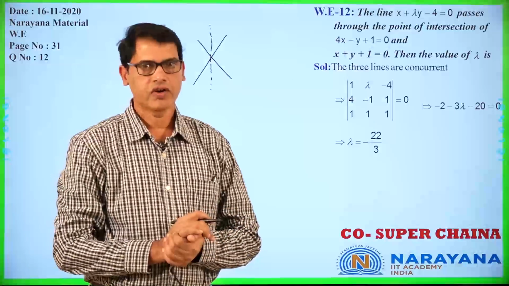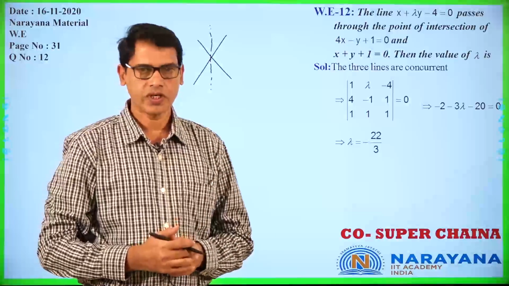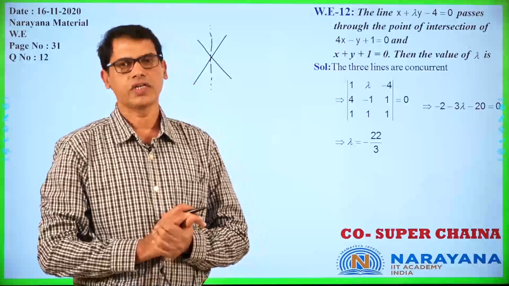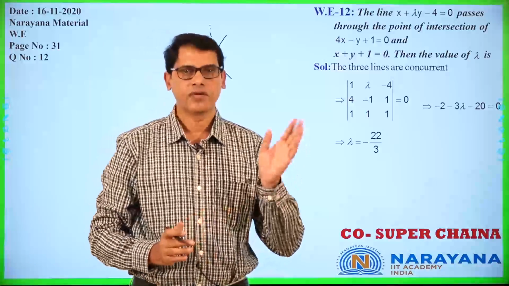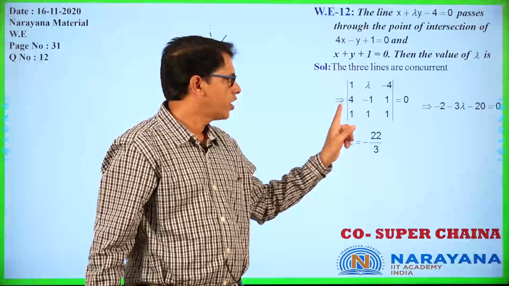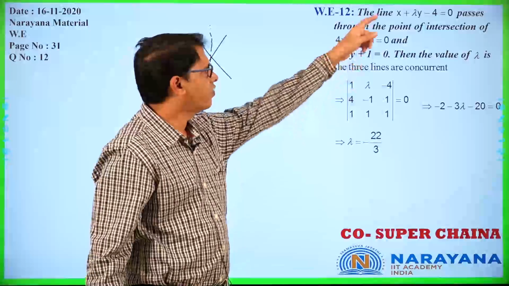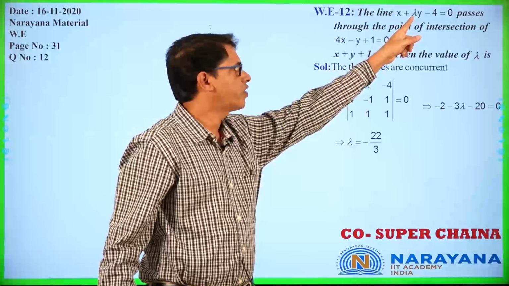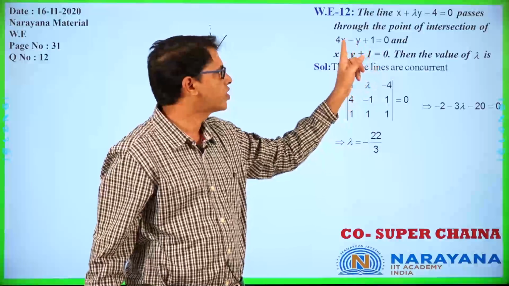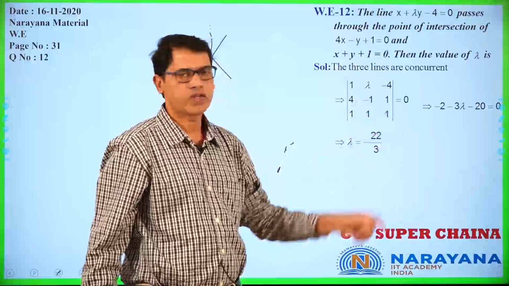Given lines are concurrent means if 3 or more lines pass through the same point, then the lines are said to be concurrent. If the lines are concurrent, then what is the condition? The determinant of a1 b1 c1, a2 b2 c2, a3 b3 c3 equals 0. So that value must be 0. Here a1 is 1, b1 is lambda, c1 is minus 4. From the second equation, 4, minus 1, 1. From the third, 1, 1, 1 equals 0.